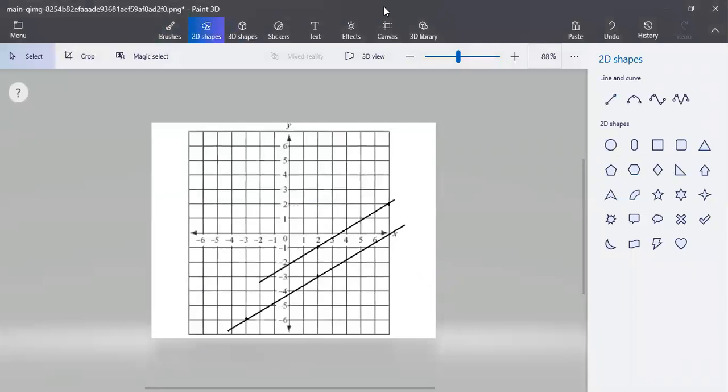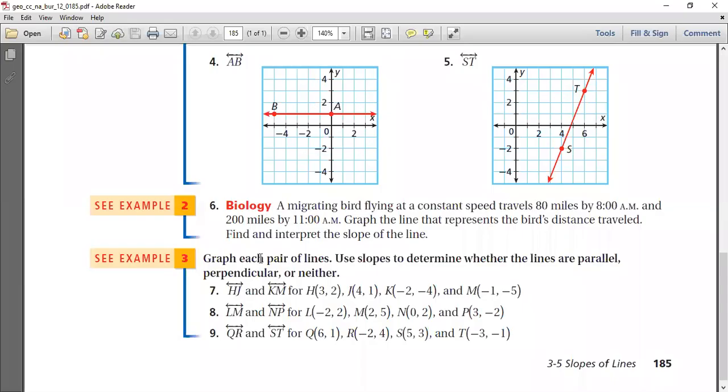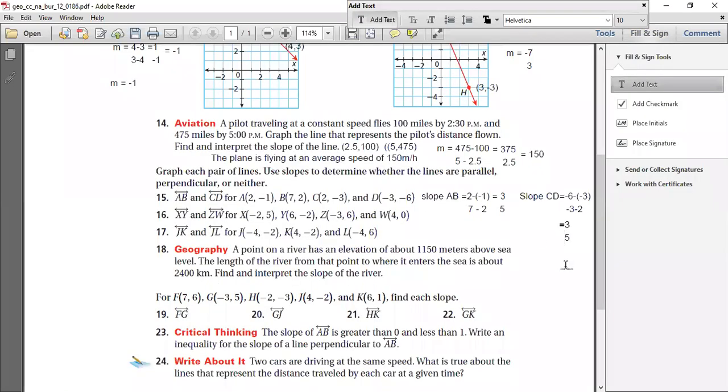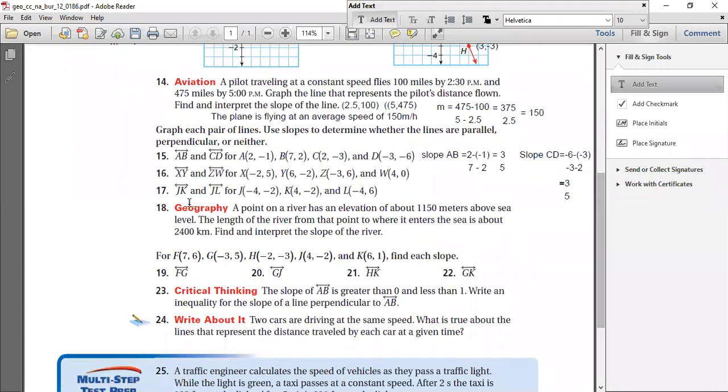Fine. So one more question and then we will wrap up this video class, because I'm sure you girls know these things. We don't need to be doing again and again. Okay, so let's do question number 16. Fine. So X, Y, and Z, W. X is -2, 5. So first let's find the slope. So slope for X, I'm finding the slope for XY.